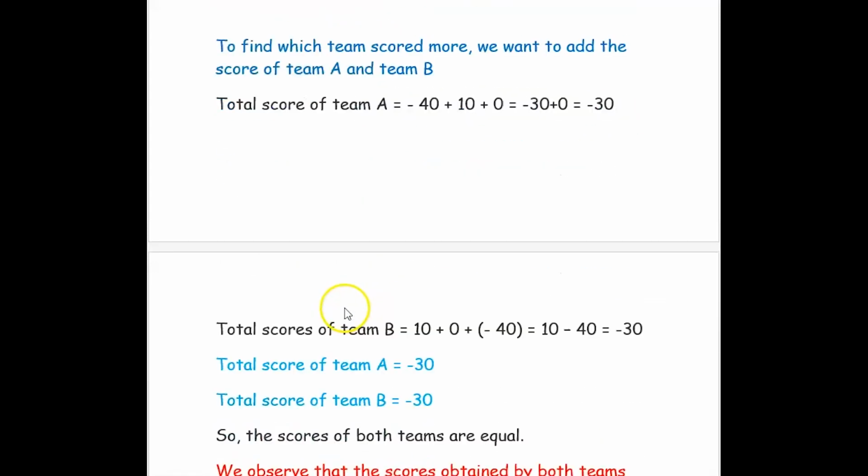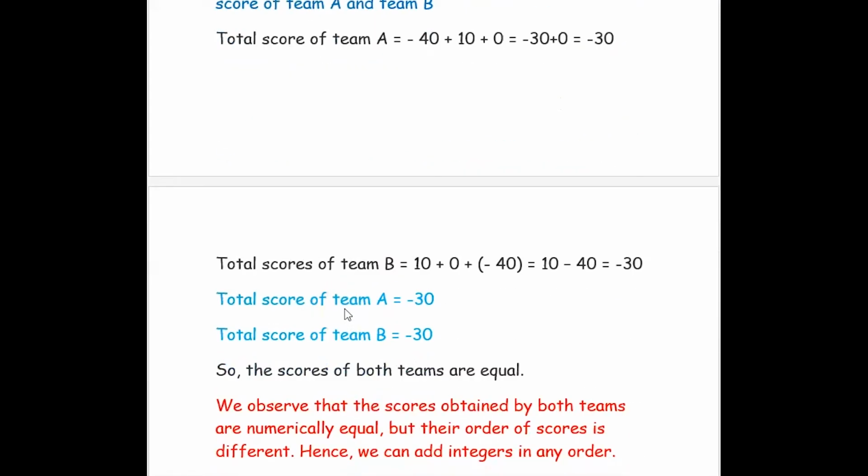Now we will find the total score of team B. So team B is 0 plus 10 plus negative 40. So 10 plus 0 is 10, minus 40, because plus and this negative will be minus. So 10 minus 40 is negative 30. So the total score of team A is negative 30, and the total score of team B is also negative 30. So both the teams have scored equal.